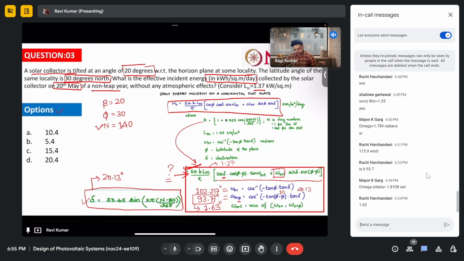So in the final equation, that is this one equation, we know everything. We know this delta, we know this phi, we know this omega SR, omega SR beta, and we also know this K. K is just here, from here you can calculate K. So we know each and every variable here. You can just put the variables and get the value.